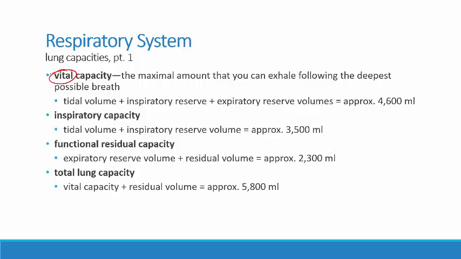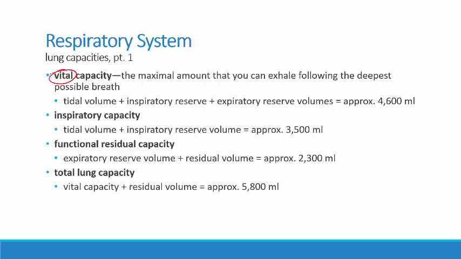So, if you're the average person, you've brought in 500 mils resting tidal volume, and then you brought in another 3,000 mils of your inspiratory reserve. And now you breathe it all out. There goes the 3,000 mils. There goes the 500 mils tidal volume. And then you really clamp down with your internal intercostals.